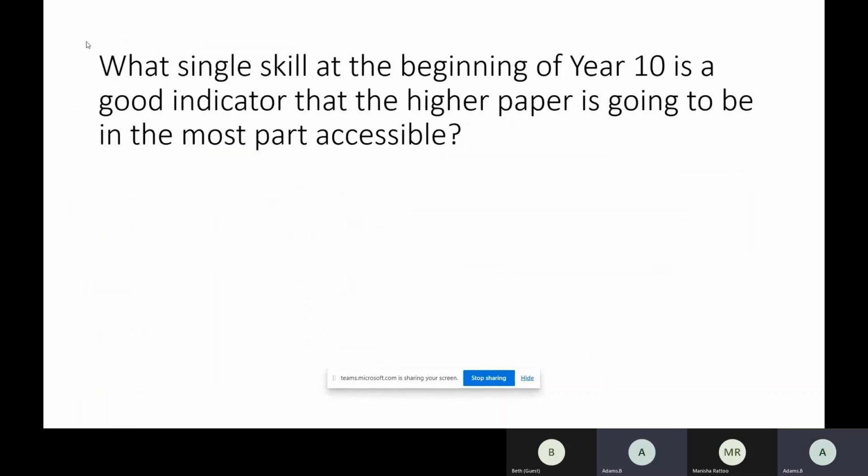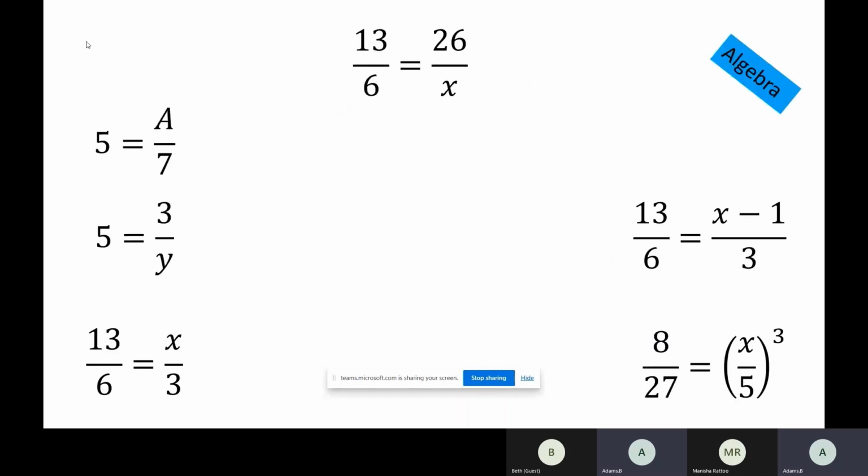So the first question is, what single skill in year 10 is a good indicator of the higher paper being accessible? Lots of solving equations, and in particular algebraic equations. And I think that is the key indicator as to whether somebody's capable of higher GCSE. I think higher GCSE is really hard if somebody can't solve equations like this. And I personally would devote as long as is needed in our school to making sure people can solve equations before moving on, because so many topics will be unpleasant.